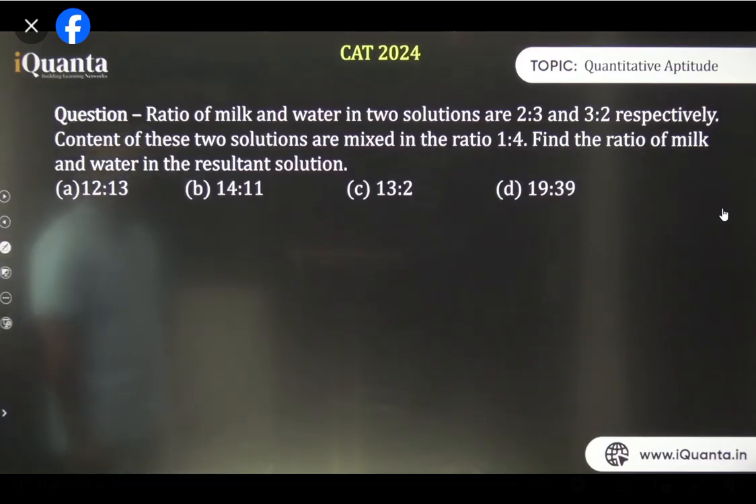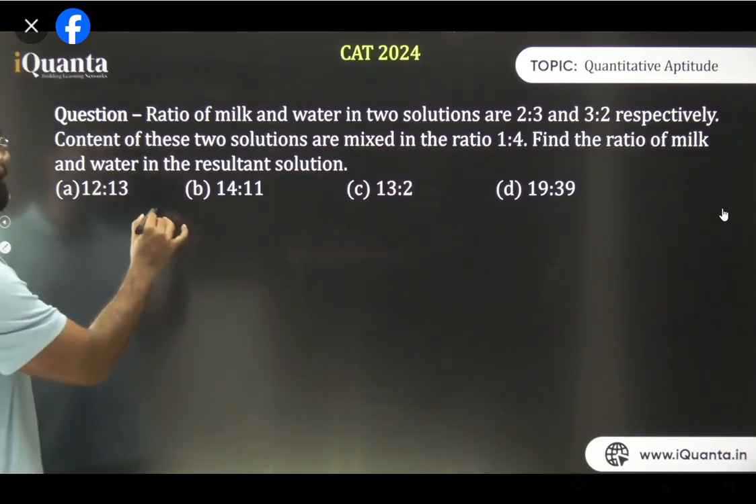So just read the question first. Ratio of milk and water in two solutions are 2:3 and 3:2 respectively. Content of these two solutions are mixed in the ratio 1:4. Find the ratio of milk and water in the resultant solution. The same kind of question we have solved right now. So first just think about it.